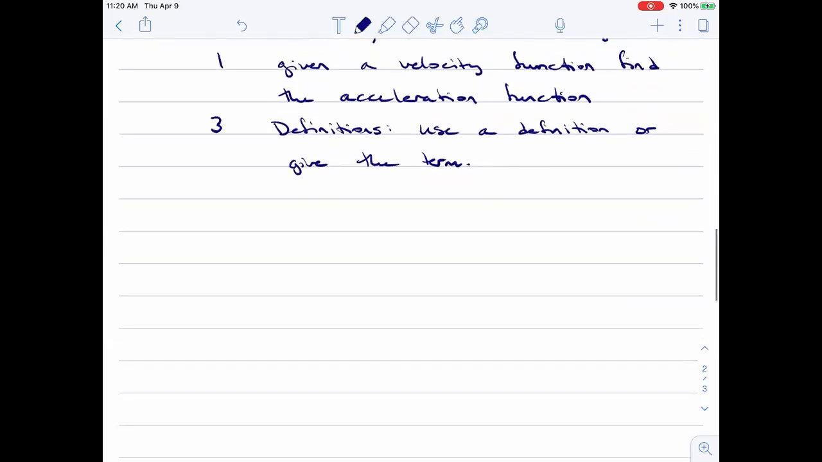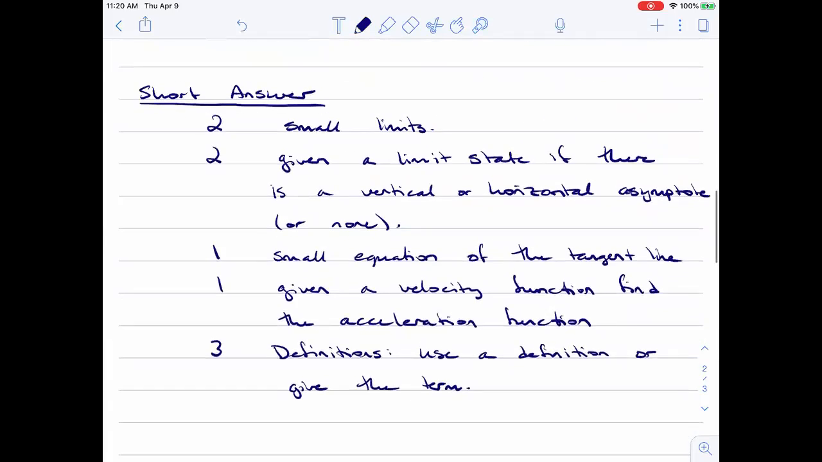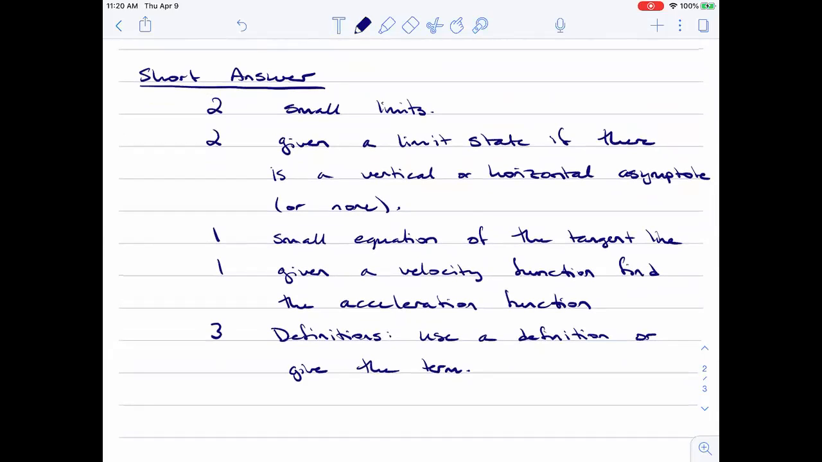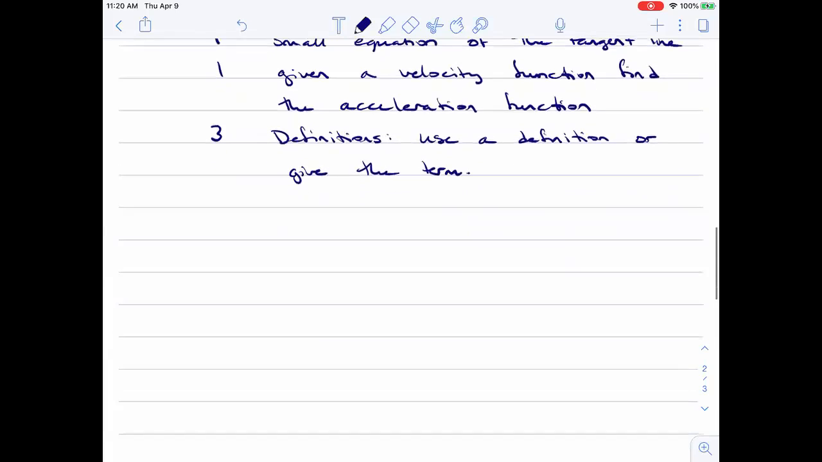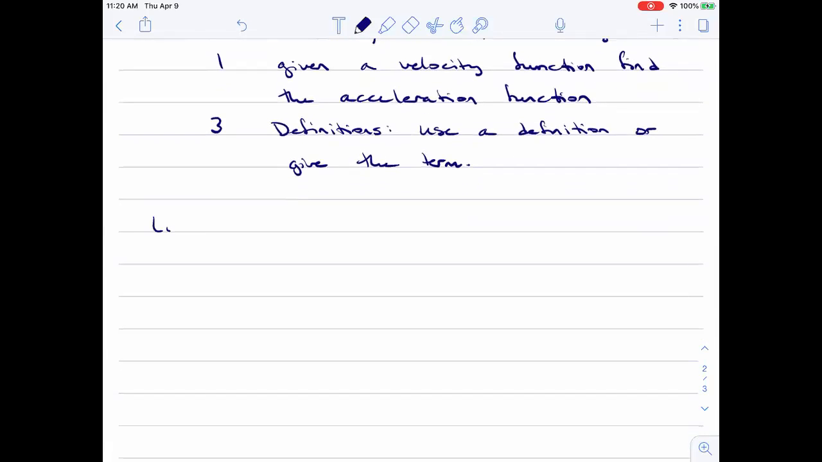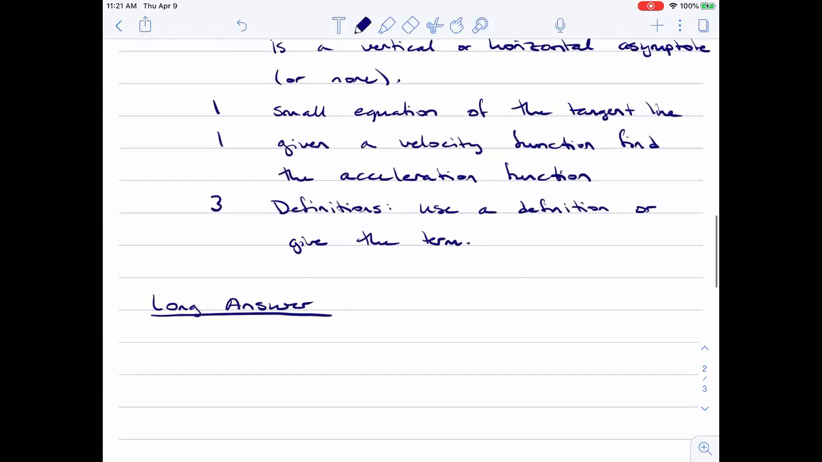So for these short answers, I would call them kind of inconsequential, right? There's a couple of multiple choice ones, so it's not really a lot of work in these ones. So then for the long answer, so here's where I would focus my attention. Long answer.